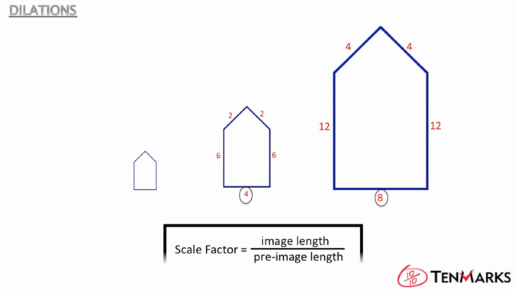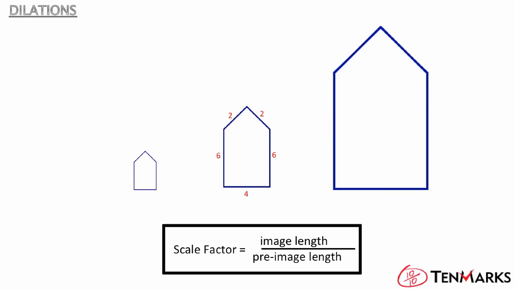The scale factor is the image length divided by the pre-image length. You can use any set of corresponding sides to find the scale factor. In this case, use the bottom line. So the image length is 8 and the pre-image length is 4, which gives you a scale factor of 2. This tells you that the new figure is twice the size as the original.